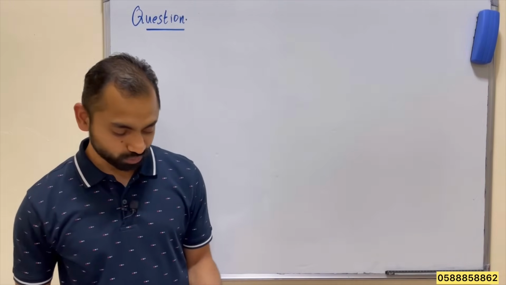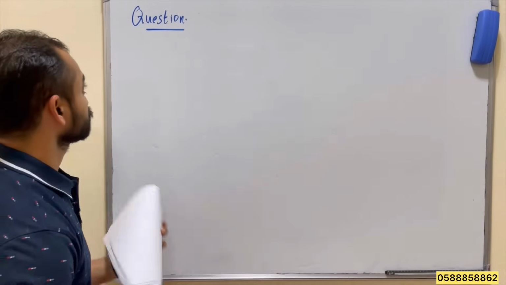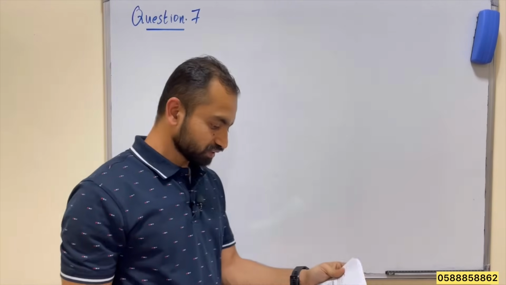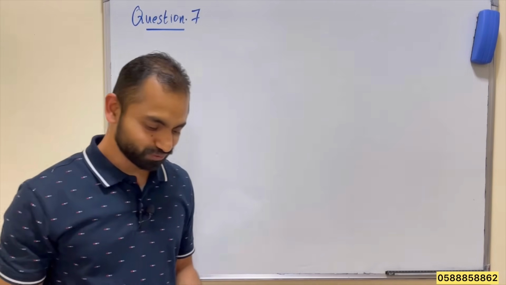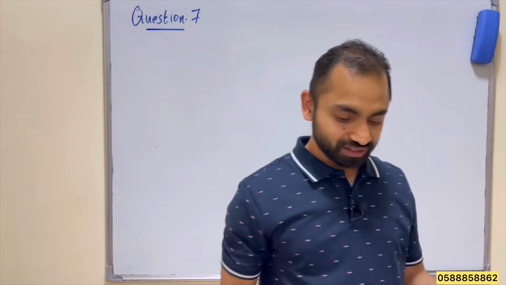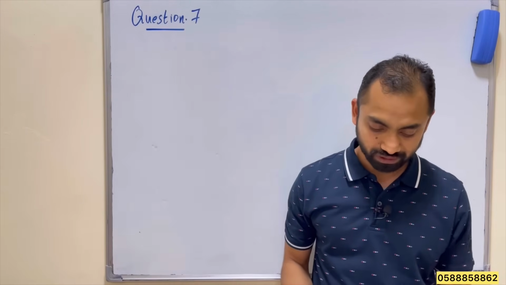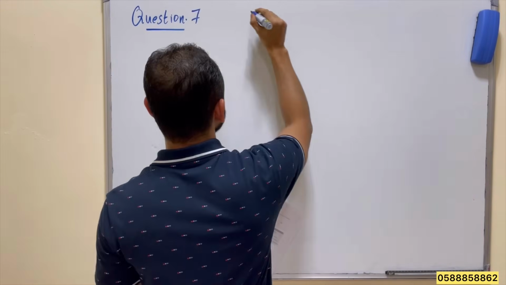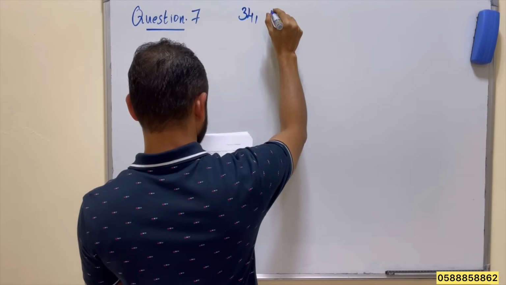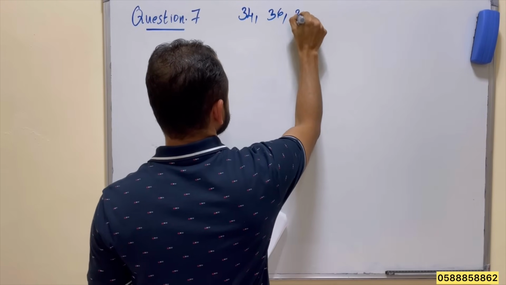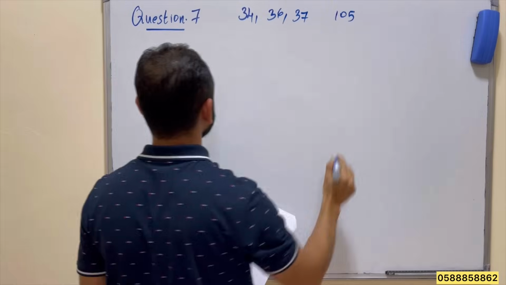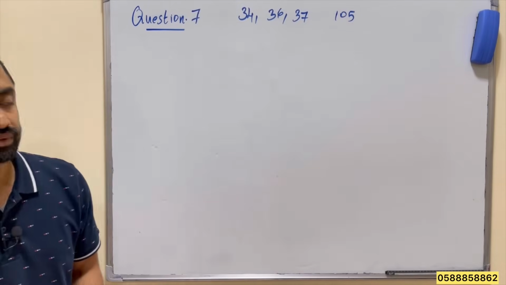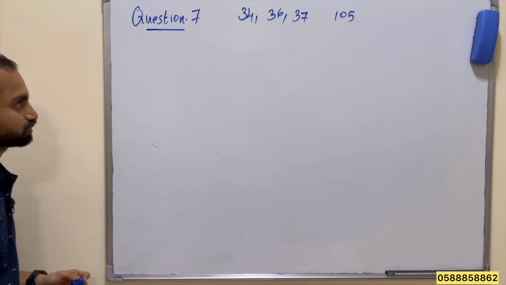Let us talk about question number 7. Combine forces to find net force acting on an object. In question number 7, we have to discuss questions 34, 36 and 37 from page number 105 of the textbook. Question number 34 is about interaction pair. So first we will talk about the interaction pair.